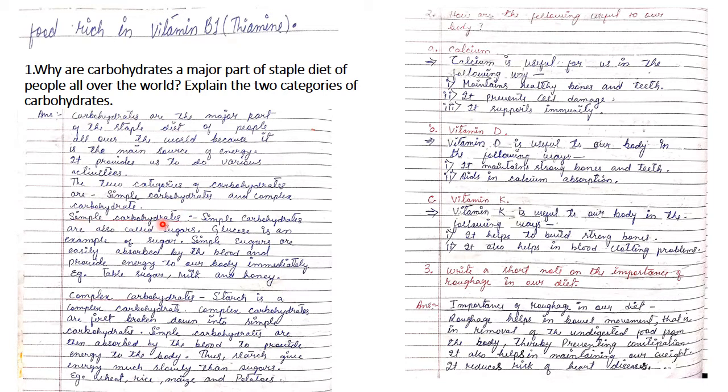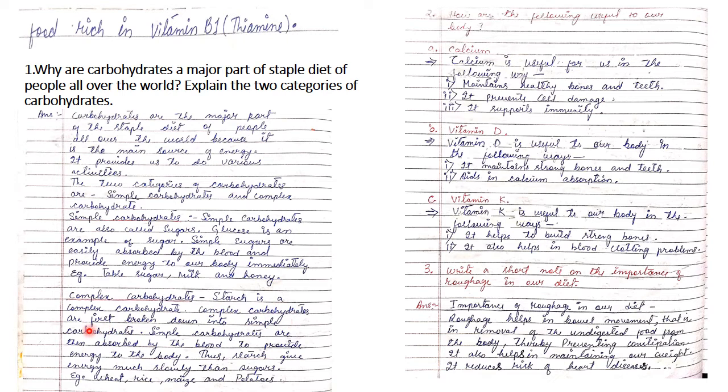First we will see simple carbohydrates. Simple carbohydrates are also called sugar. Glucose is an example of sugar. Simple sugars are easily absorbed by the blood and provide energy to our body immediately. Example, table sugar, milk and honey. Second one, that is complex carbohydrate. Starch is a complex carbohydrate.